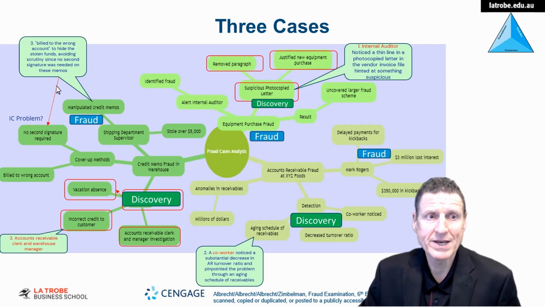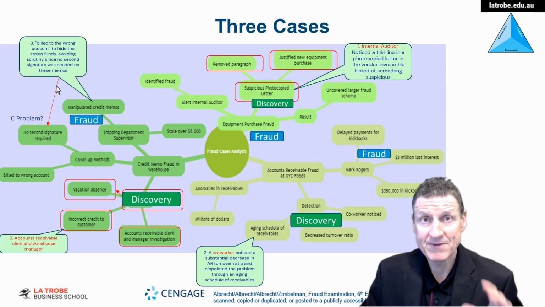That was when the accounts receivable clerk and warehouse manager noticed an incorrect credit to a customer, and it shouldn't have happened. It just so happened that the shipping department supervisor took some leave and then made a mistake to incorrectly credit a customer, and the customer raised the issue with accounts receivable. And then that led to an investigation to uncover the fraud.